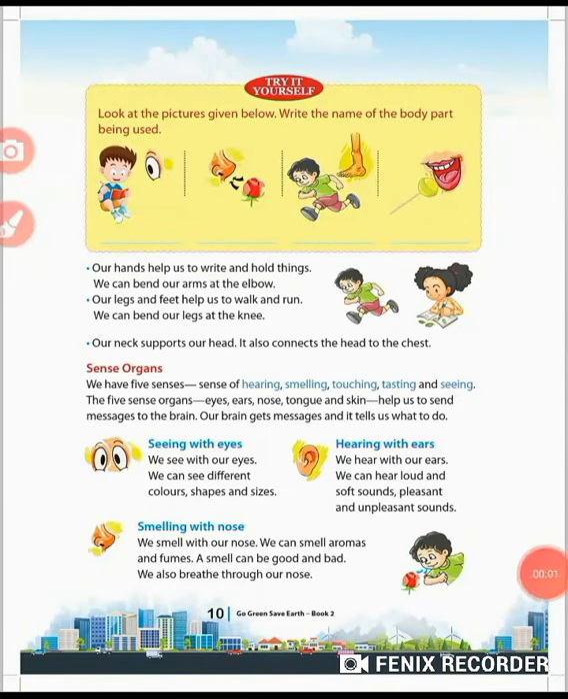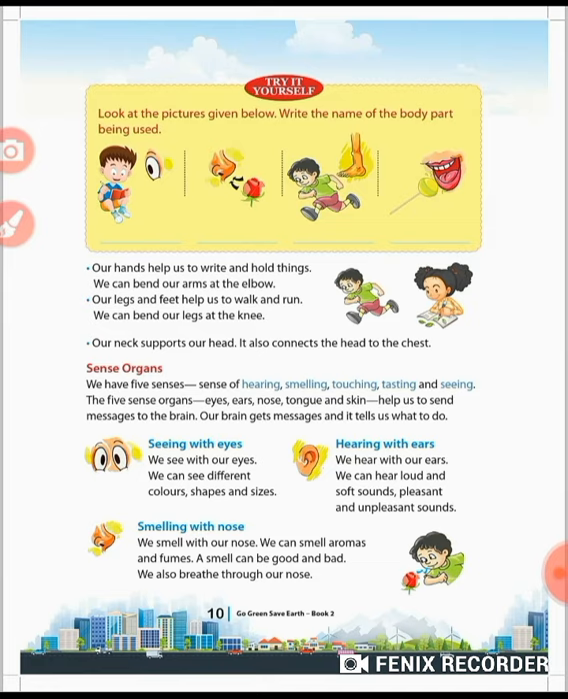Children, you will be thinking now, what is this pleasant sound and unpleasant sound? So listen here. The sound which makes us feel happy is pleasant sound. For example, sound of a river flowing, waterfall, sound of birds like cuckoo, etc. These are the sounds which make us feel happy.